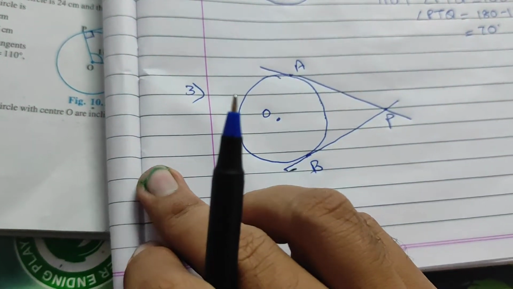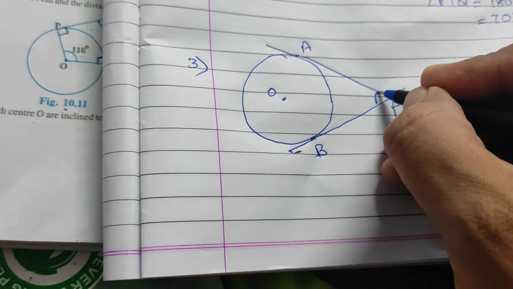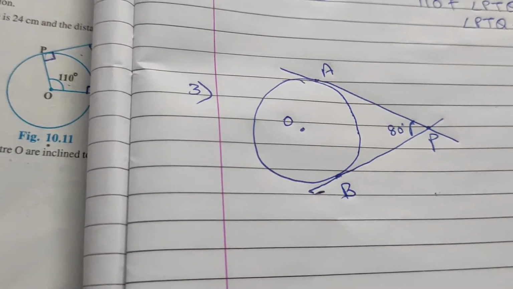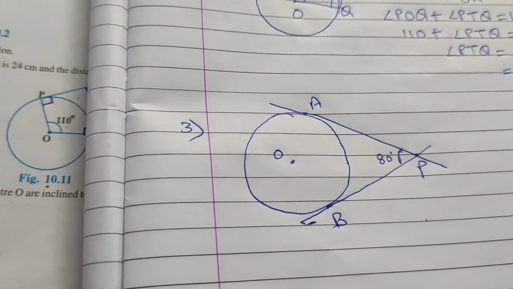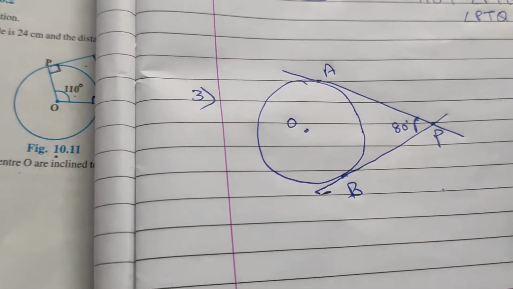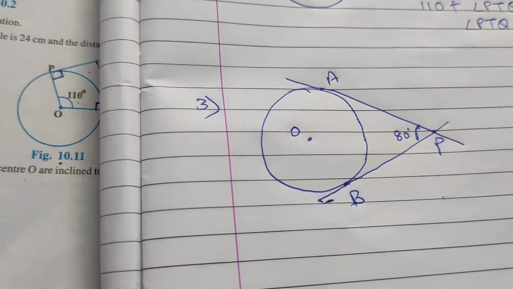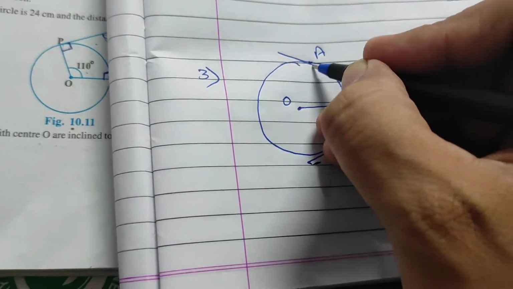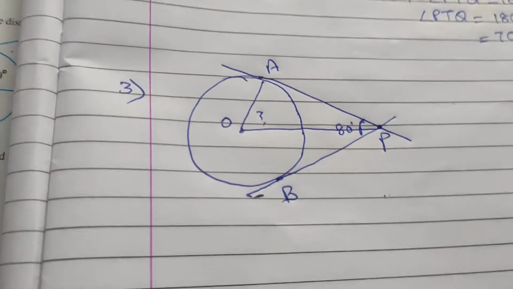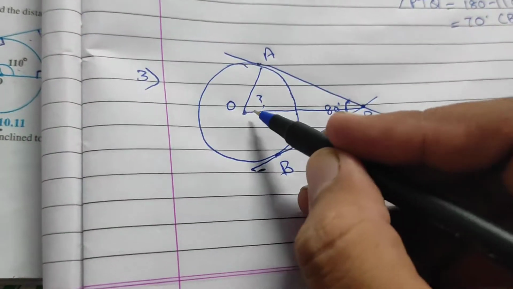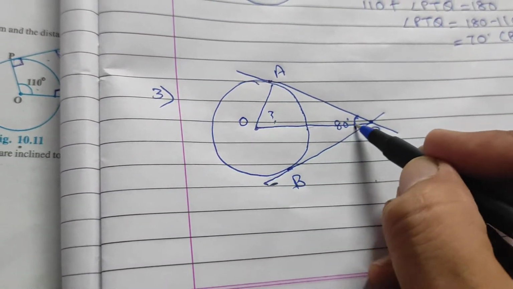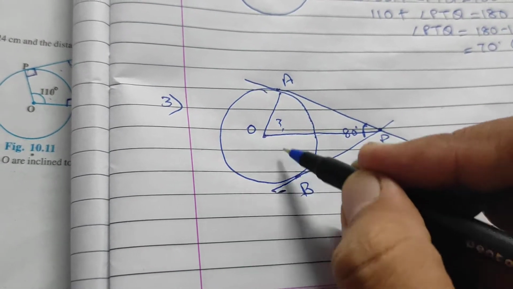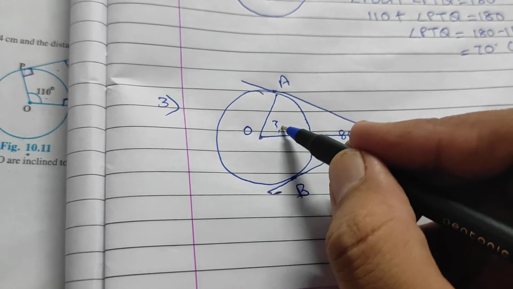Now the tangents are inclined to each other at an angle of 80 degree. I repeat, tangents are inclined at an angle of 80 degree. And we need to find out angle POA, this one. Right students? So it's very simple that PO is the bisector of angle AOB. तो अगर आप पहले AOB ढूंढ ले और AOB को हाफ करेंगे ना तो आपको मिल जाएगा POA.